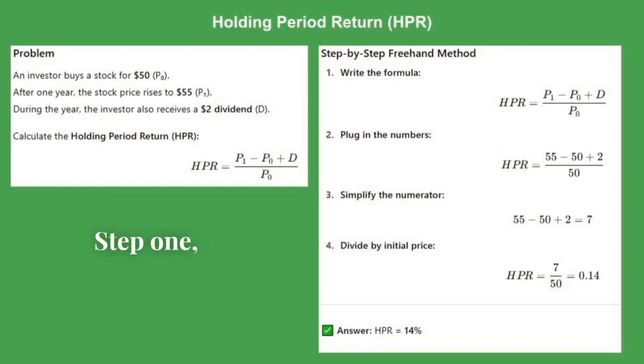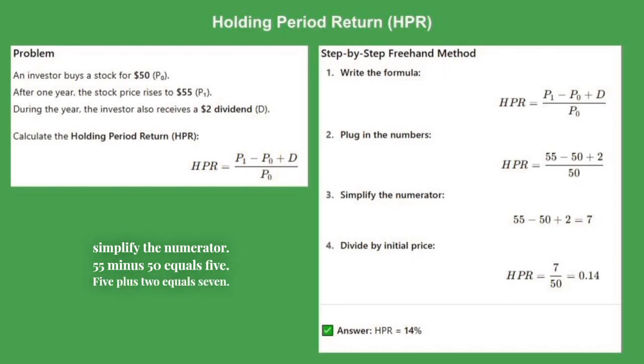Step 1, write the formula with the numbers. HPR equals 55 minus 50 plus 2, all over 50. Step 2, simplify the numerator. 55 minus 50 equals 5. 5 plus 2 equals 7.